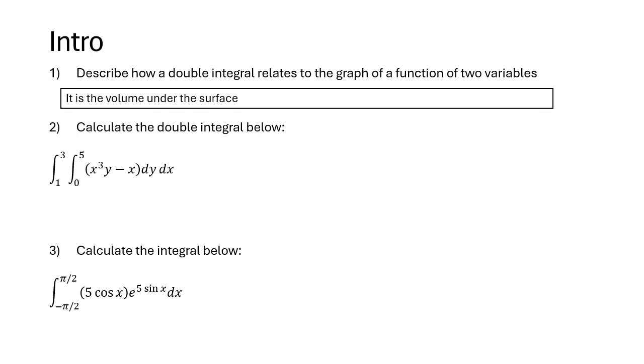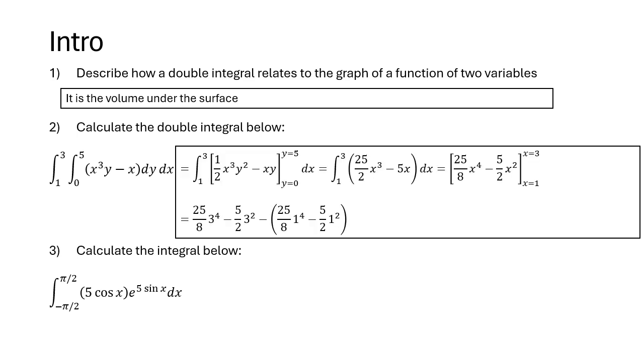Next, for the second one, to calculate the integral from 1 to 3, integral 0 to 5, of x cubed y minus x dy dx, we start out by taking an antiderivative with respect to y. That becomes 1/2 x cubed y squared minus xy, and we evaluate that from y equals 0 to y equals 5.